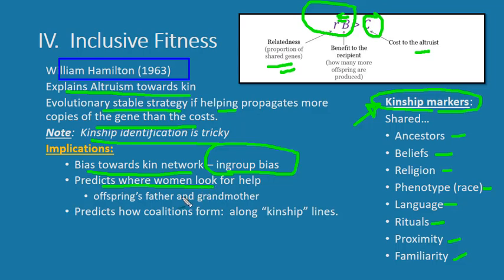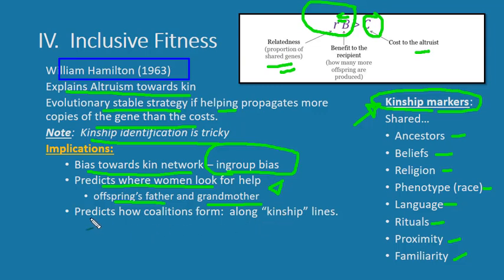Okay, so it predicts another implication where women are going to look for help. So who shares the most genetic material with what the woman is interested in? Well, the father of the children is going to be motivated to help the woman because they both are invested, from a genes perspective, in the offspring. And then you would expect the grandmother, the mother's mother, to also be very invested in helping her daughter raise offspring because that's her genetic lineage.